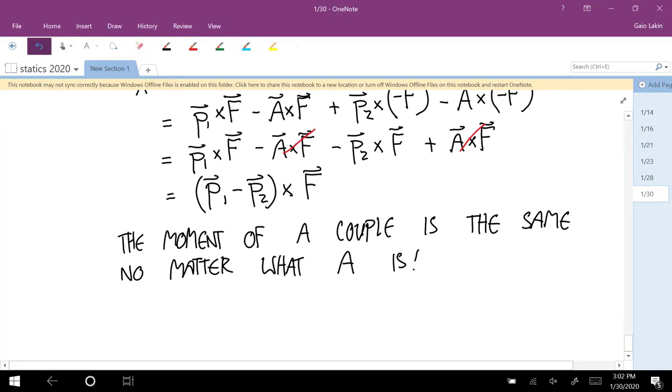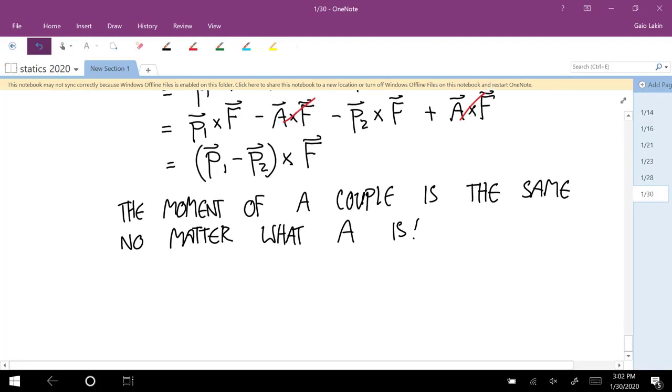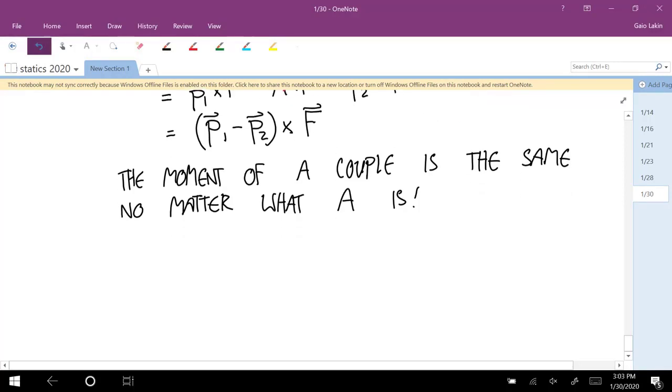So when we see couples in problems, we're just going to represent them as a moment, because if a couple produces a moment of 450 Newton meters, then no matter what you choose as your about point, that's what it's going to be. So we'll just put it on there as just a moment and nothing else. It doesn't produce any force. You don't have to worry about the forces because they're equal and opposite. They cancel out. Okay.